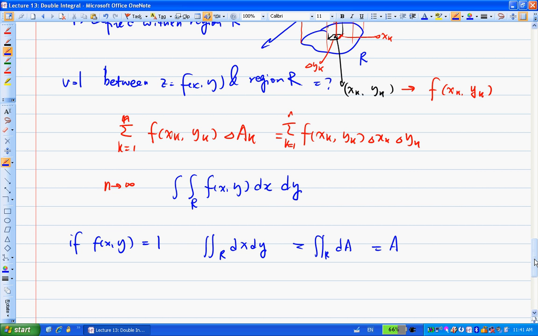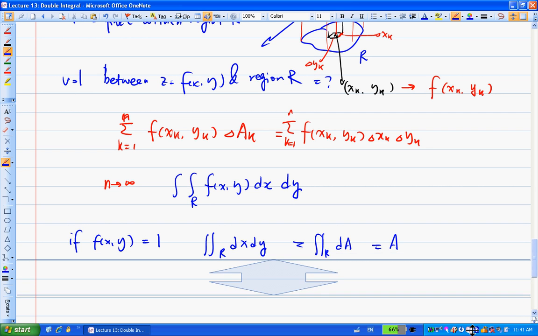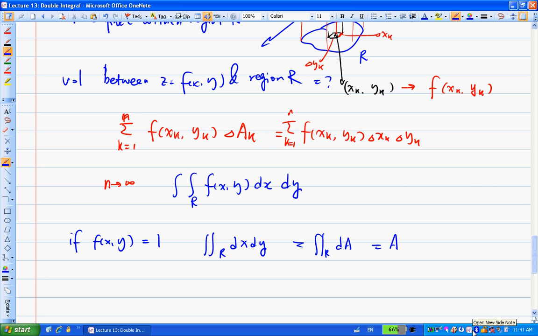Okay, so now the whole question comes to this. You look at this one here and wonder, how do I carry out this integral? This doesn't give us any clue as to how we compute this double integral. So the next question is, how to compute this double integral?